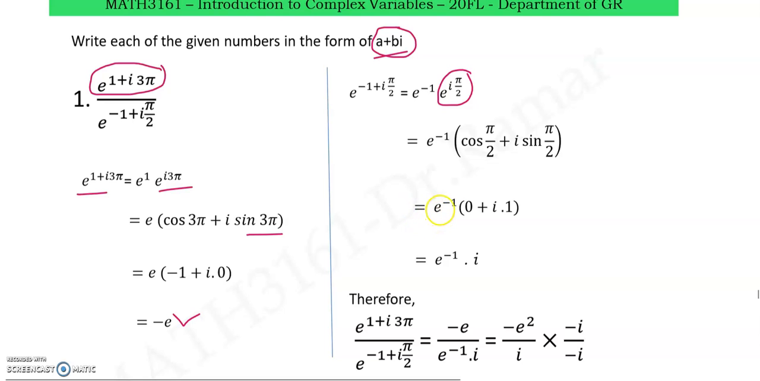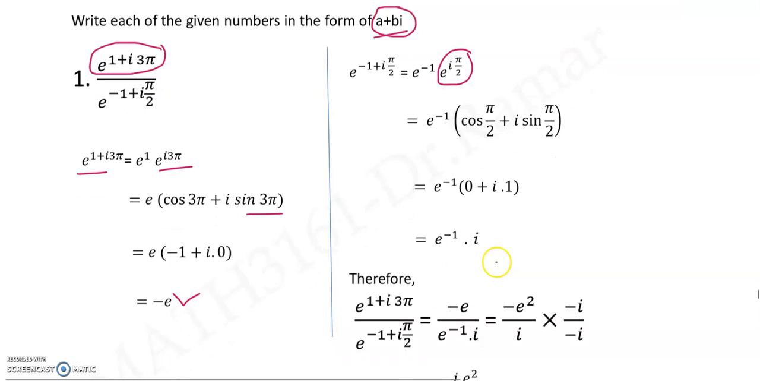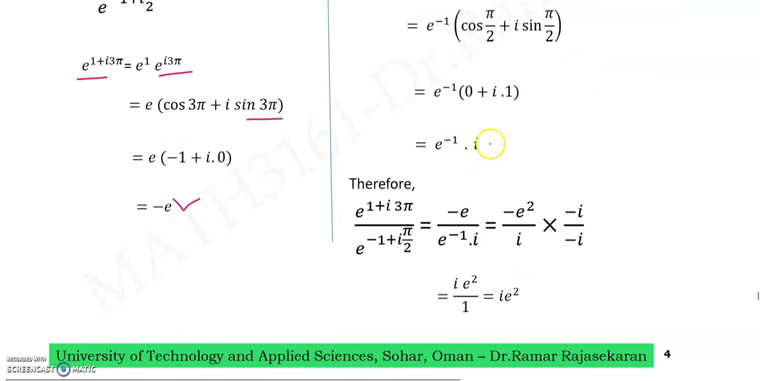So this is equal to e to the power minus 1, this is 0 plus i, this is 1. So now e to the power minus 1 into i is the value of the denominator. Now substitute this one and this one, denominator divided by numerator divided by denominator, substitute here, so that you see here minus e divided by e to the power minus 1 into i.